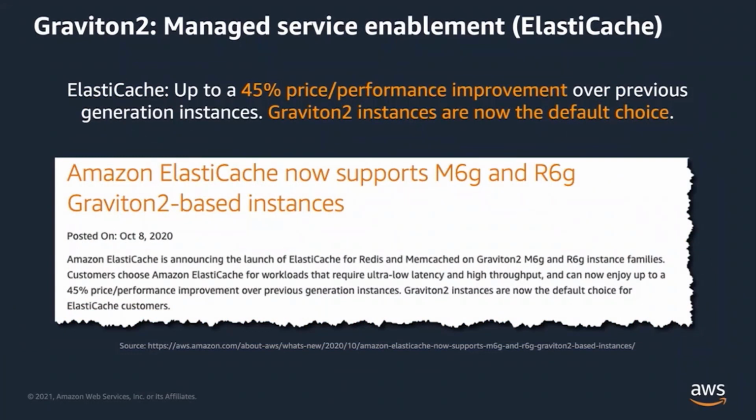Because of these amazing price to performance benefits, we're also making sure that Graviton powered instances are consumable across a wide range of AWS services. So for example, Amazon ElastiCache offers M6g and R6g Graviton2-based instances for Redis and Memcached. For some of these workloads, we see up to a 45% price to performance improvement over the previous generation instances. And we believe that this is the right choice for our customers, so in ElastiCache, Graviton 2 is now the default choice for instances.